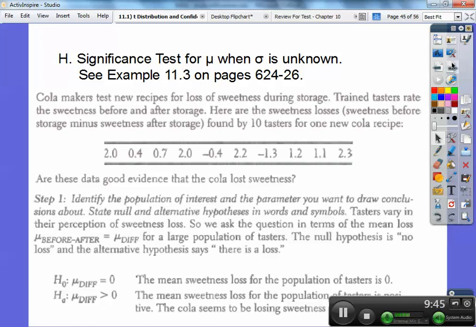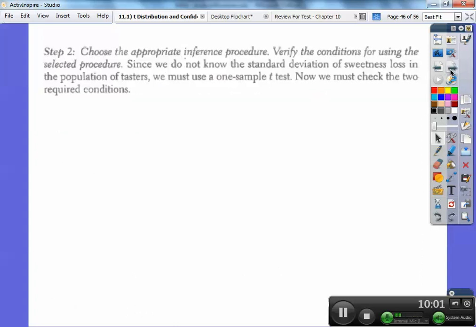So we're going to go ahead and crank it out. Step 1, identify the populations and state the hypotheses. There it is: my H0, no difference, and my Ha is greater than 0, which means that it did lose sweetness when it's greater than 0. Then step 2, choose the appropriate inference procedure and verify the conditions for using it.